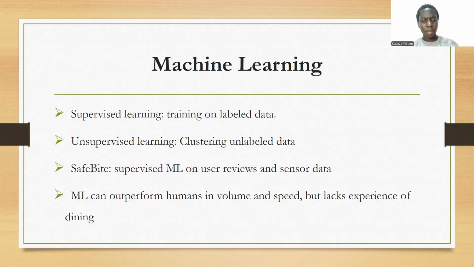SafeBite has no dining experience. For example, it cannot taste the food. It cannot tell you which waiters are the best, but it can only reason from the data sets that it was programmed to reason with.